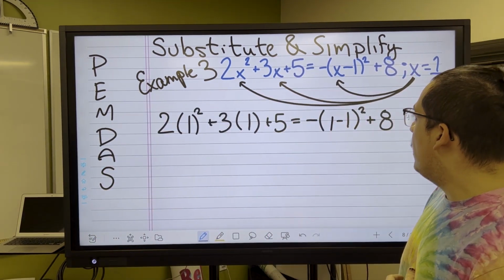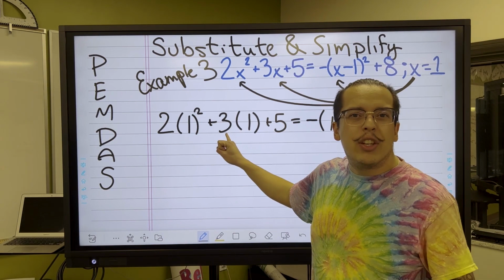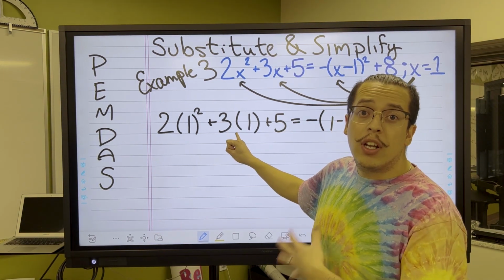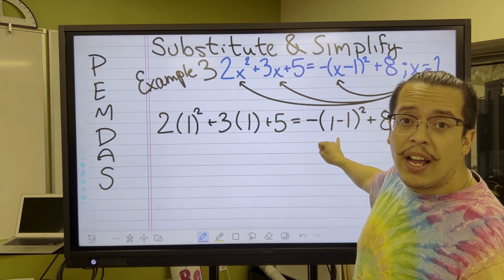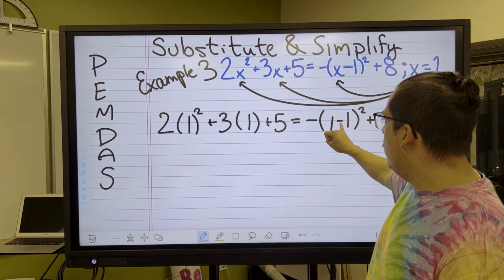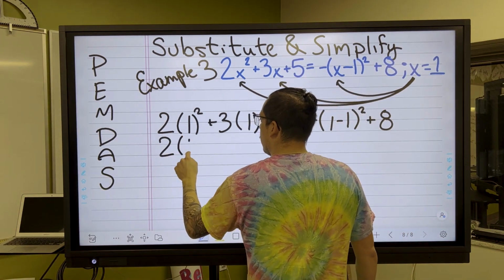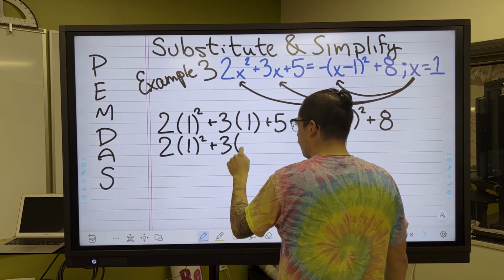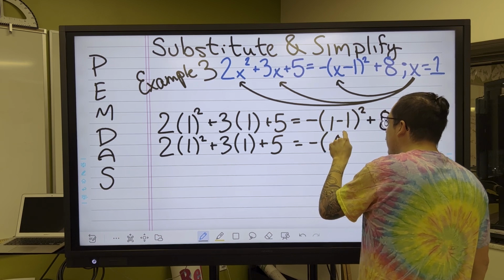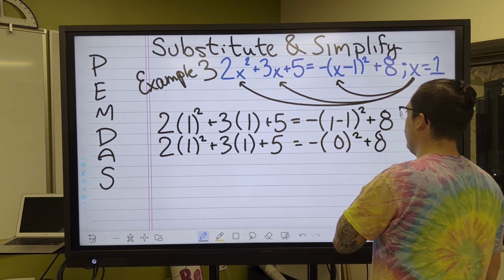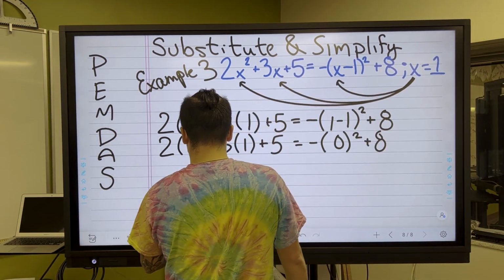Let's start to simplify with PEMDAS. So we'll take a look at our parentheses. Well, here's some, but we just have numbers in here. There's no work to do inside of these parentheses. So we'll move on to our other side of the equation. And we have parentheses here that give us some simplify instructions. 1 minus 1. What is 1 minus 1? 0. So 2 times 1 squared plus 3 times 1 plus 5 equals negative 0 squared plus 8. That was our first step in simplifying.